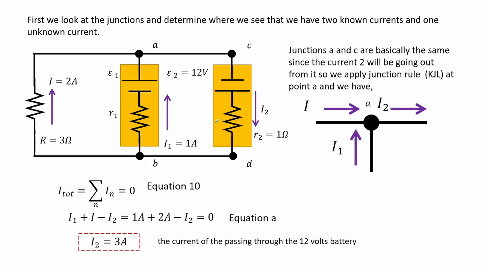First we look at the junctions and determine where we have 2 known currents and 1 unknown current. Junctions A and C are basically the same, since the current 2 will be going out from it. So we apply the junction rule, KJL, at point A and we have equation A. The current through the second EMF is 3 amperes.